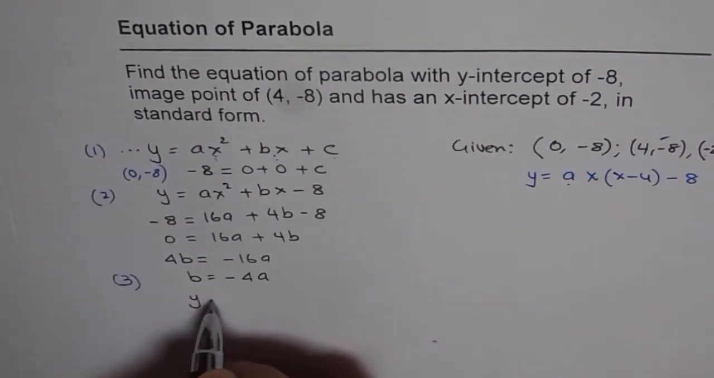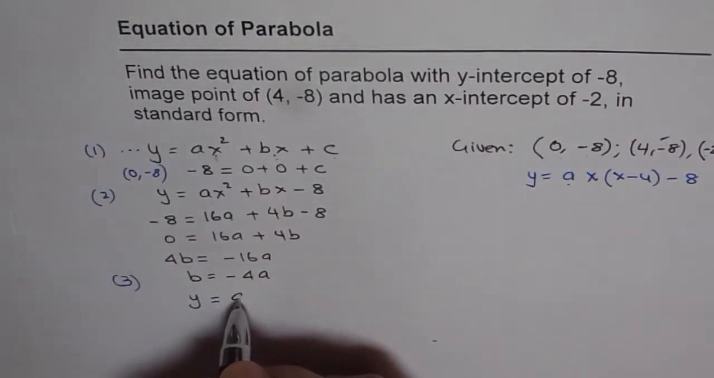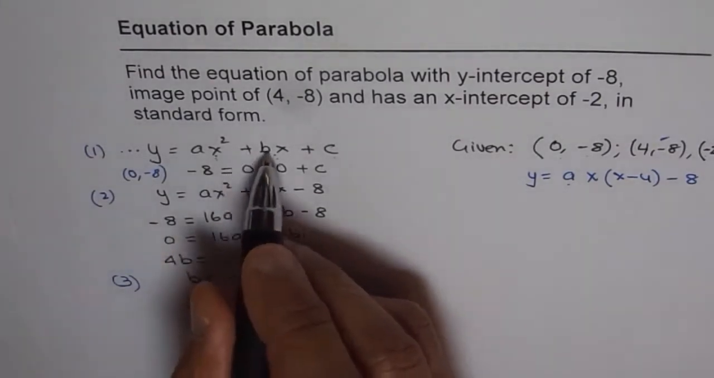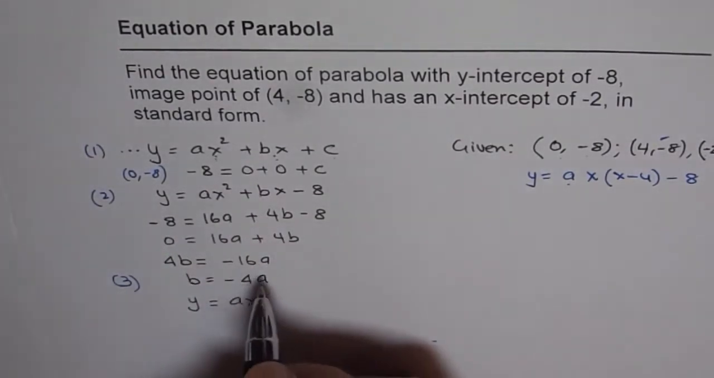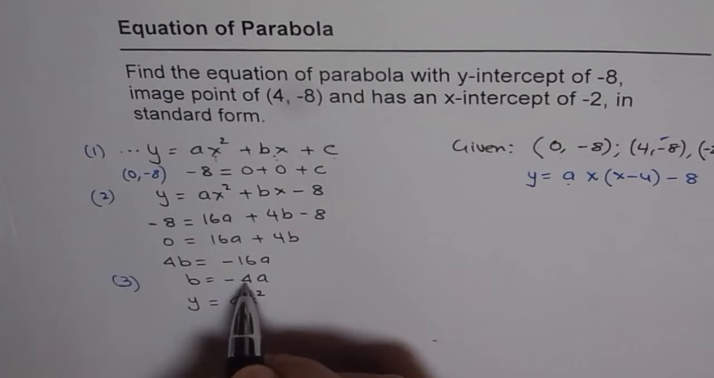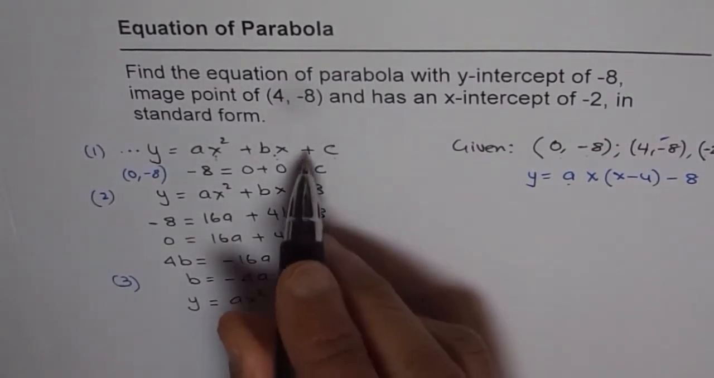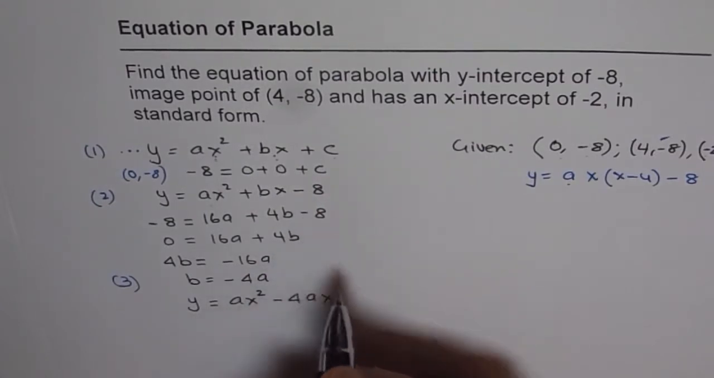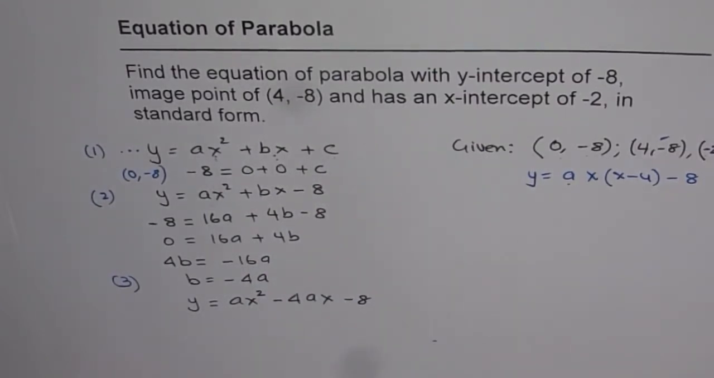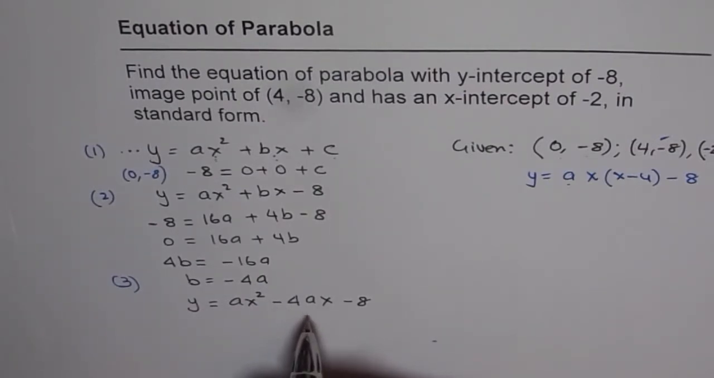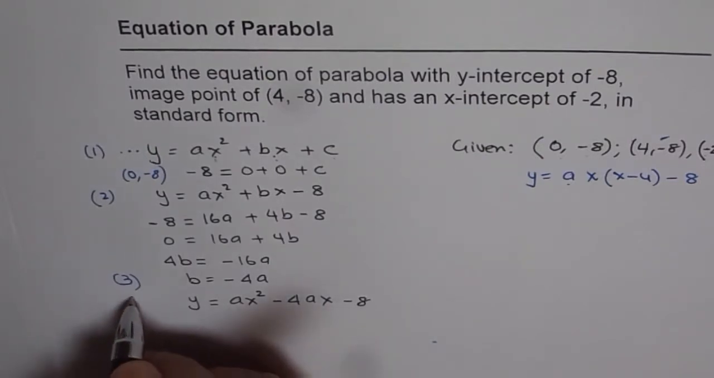I get y equals ax squared plus bx. Instead of b, I'm writing minus 4a, so I get minus 4ax, plus c, and the c value is minus 8. So that is my equation when I substitute b equals minus 4a into my equation. That is my equation number 4.